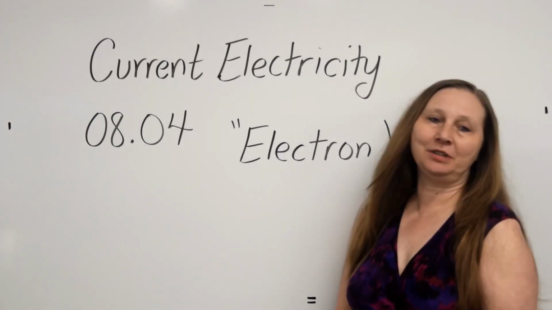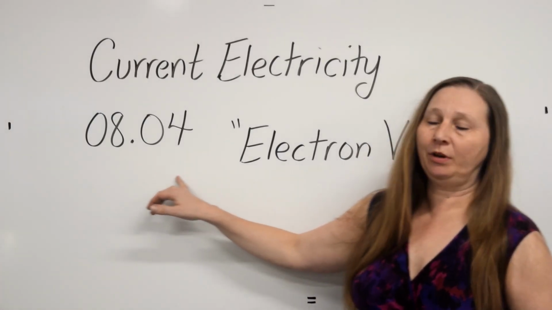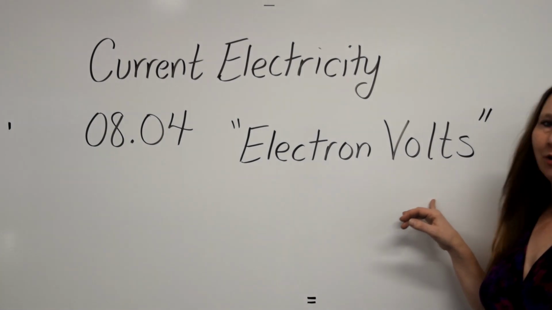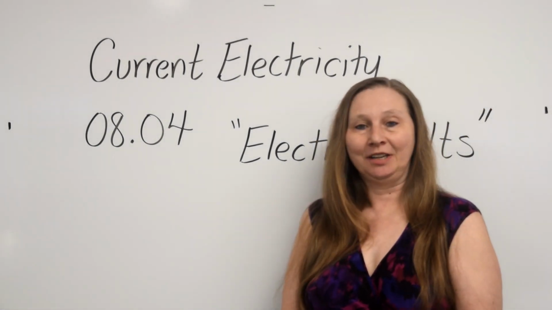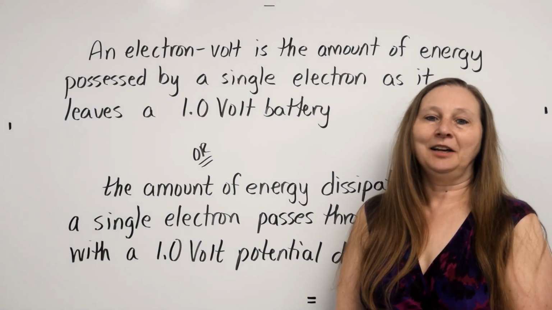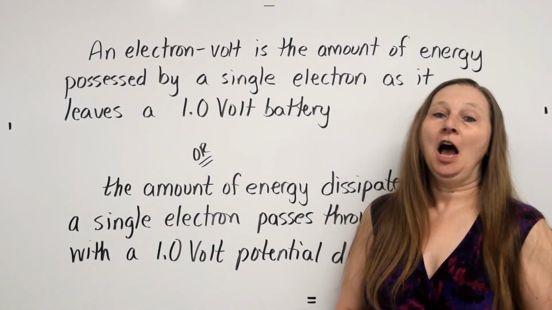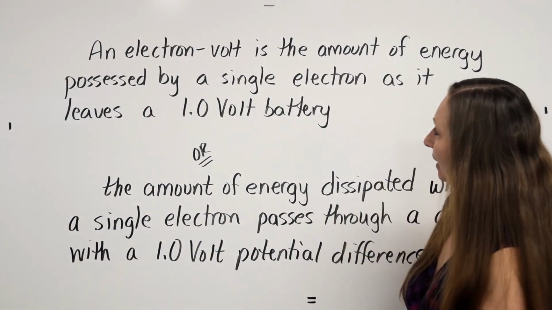This is the current electricity topic. This section, 8.4, is about electron volts, a tiny, tiny, tiny unit of energy. An electron volt is a tiny, tiny unit of energy.